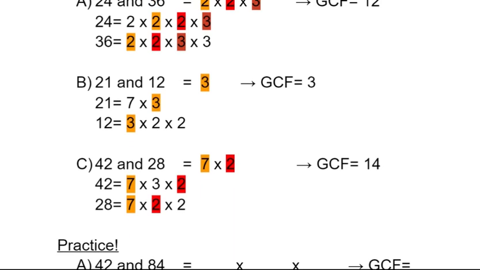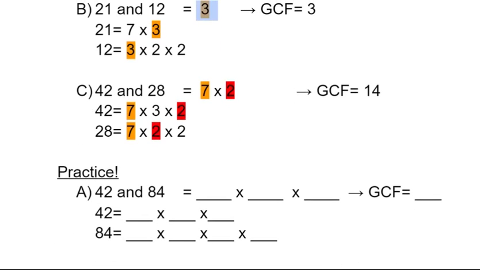For 21 and 12, pretend again this number is not here. I'm going to, for 21, list the prime factors, and it's 7 times 3, which is 21. And for 12, prime factors could be 3 times 2 is 6, times 2 is 12. And the only common factor here is 3, so I'm going to put it up here. There's nothing else. So the greatest common factor of 21 and 12 is 3.